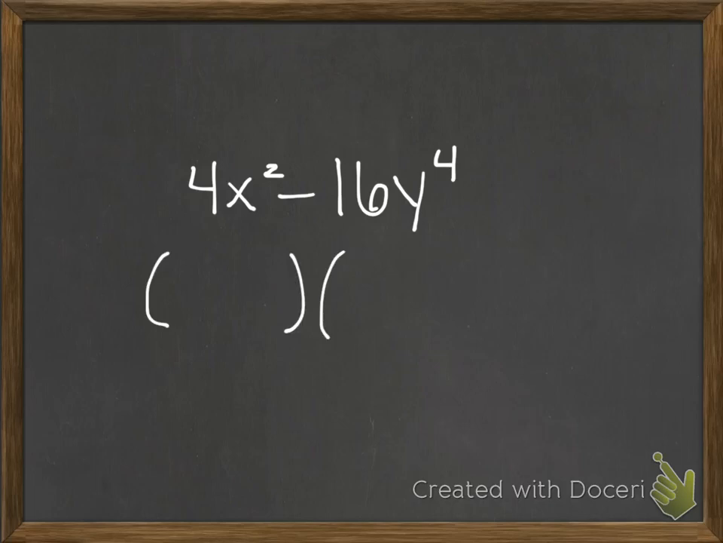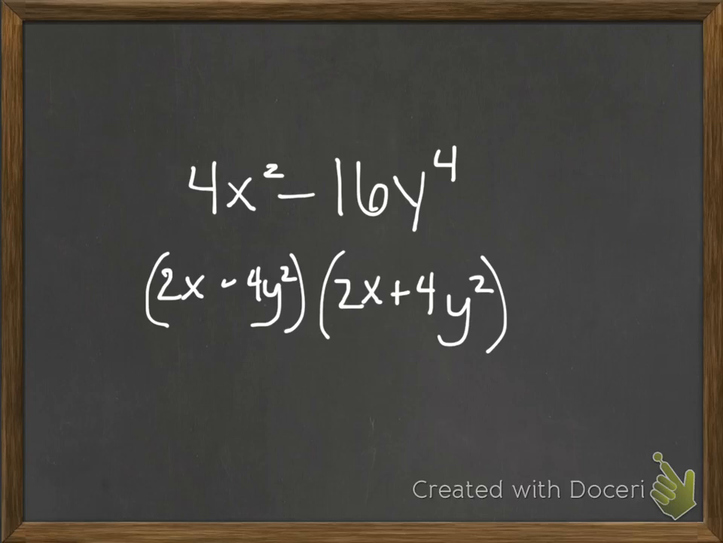Let's try 4x squared minus 16y to the 4th. So let's see, we could do our parentheses here, so we know 2 times 2 should give me that 4, and then I need x squareds, then I need a minus 4 and a plus 4 for that negative 16. And then y to the 4th is y squared times y squared. So I need these to be y squared.